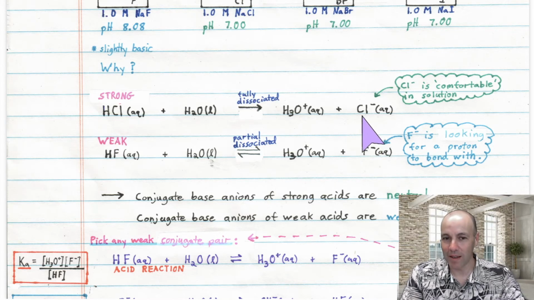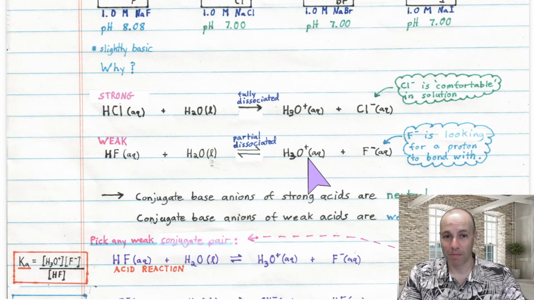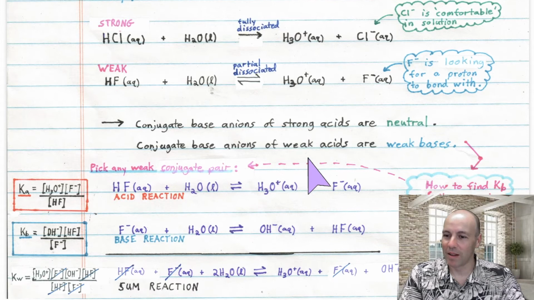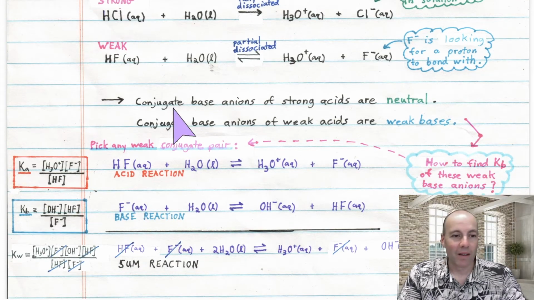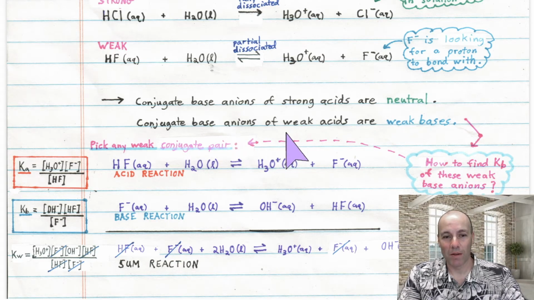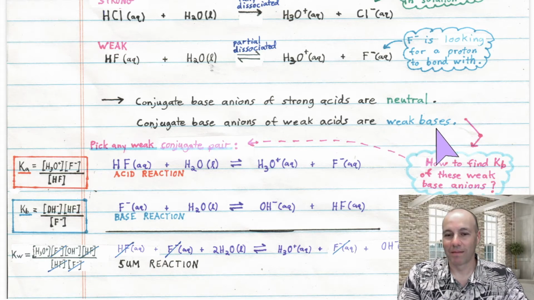So hopefully you see why the chloride is neutral. It's comfortable in solution. It doesn't want any protons, but the fluoride is basic. It wants to combine with protons. So to sum it up a little bit, the conjugate base anions of strong acids are neutral, while those of weak acids are basic, and they're weakly basic.